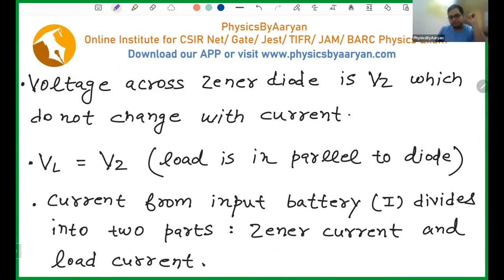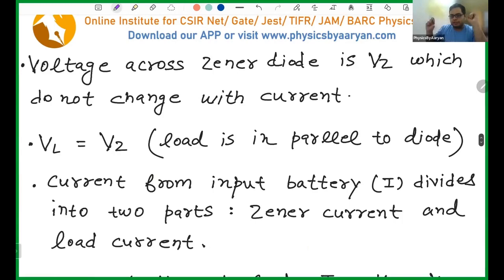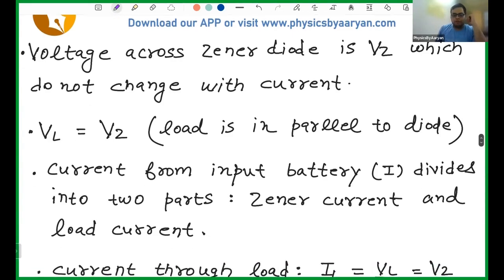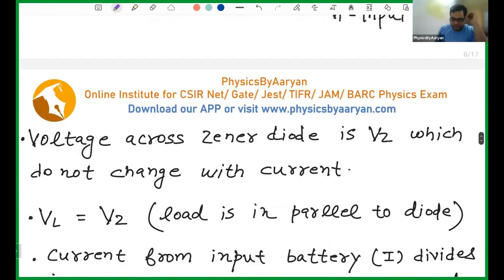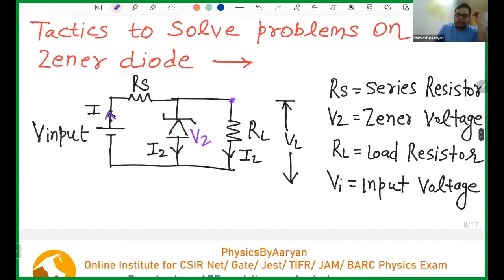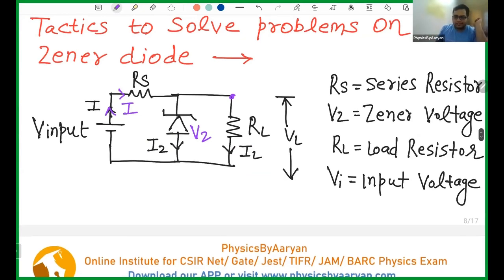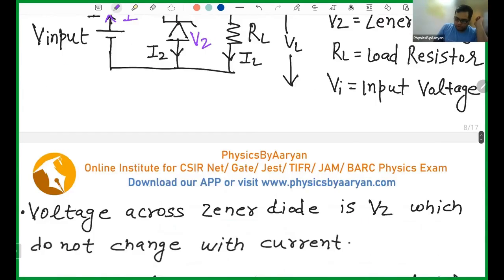This is trick number one. Your load will always be connected across the Zener diode, and whatever the voltage across the Zener, that will be the voltage across the load. Now, what will be the current from the input battery? Let's say the current from the input battery is I. This current will flow through the series resistor, and then split into two parts. One will be the Zener current and one will be the load current. How do we calculate the load current? It's very simple. The voltage across the load we already know.